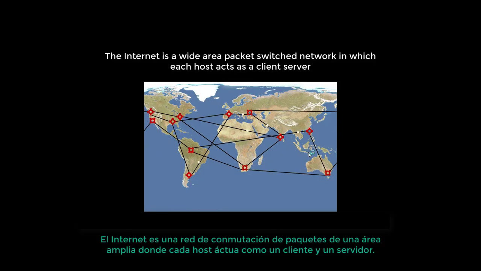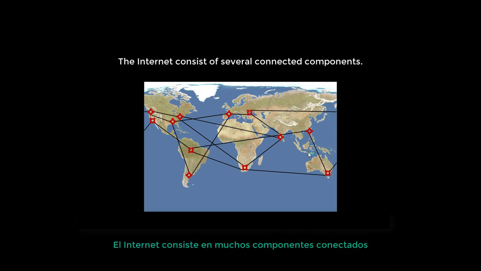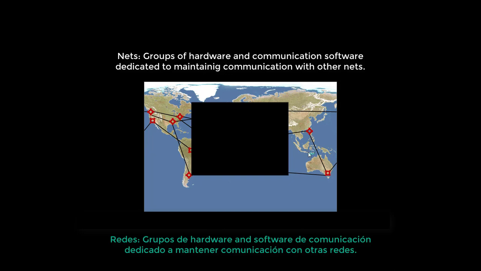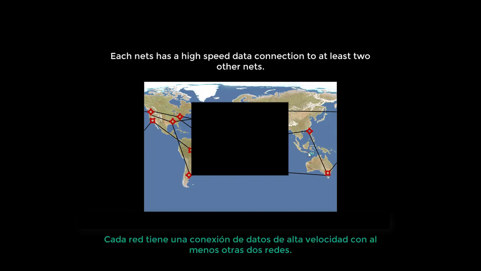The Internet is a wide-area packet-switched network in which each host acts as a client-server. The Internet consists of several connected components. Backbones, the high-bandwidth, high-speed data communication lines between supporting hosts or nets. Nets, groups of hardware and communication software dedicated to maintaining communication with other nets. Each net has a high-speed data connection to at least two other nets.